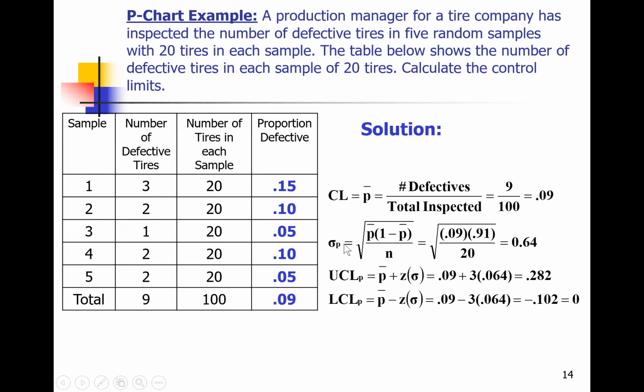And the standard deviation is the square root of P bar multiplied by 1 minus P bar, divided by n. That means P bar is 9% and 91% is 1 minus P bar. 9% is multiplied by 1 minus P bar, or 1 minus 0.09, which equals 91%. So 0.09 multiplied by 0.91, 9% and 91%, divided by the total number of observations in each sample. The sample size is 20.